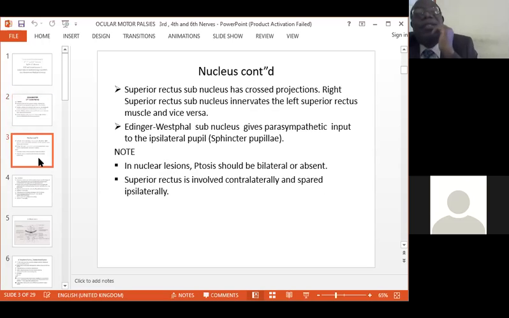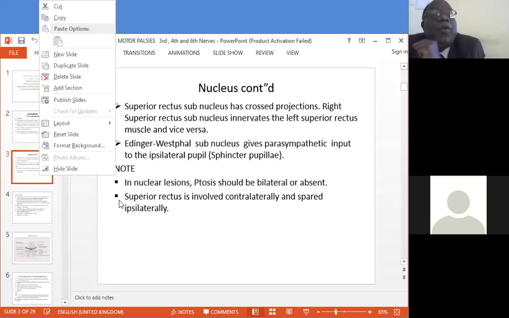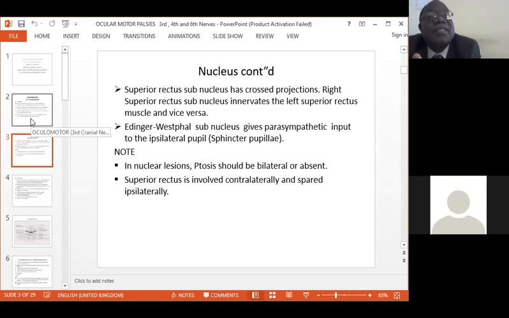If we continue with the nucleus, the superior rectus subnucleus has crossed projections. The right superior rectus subnucleus innervates the left superior rectus. That's the crossed projection we're talking about. And vice versa, the left innervates the right one. That's the meaning of crossed.